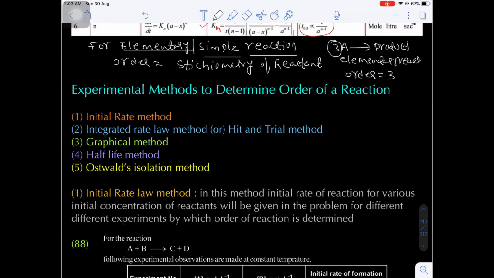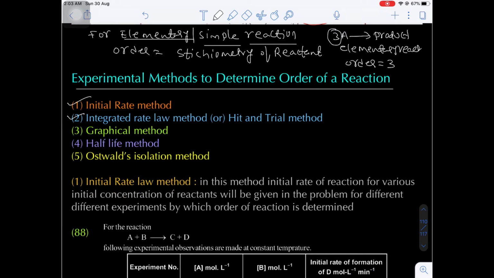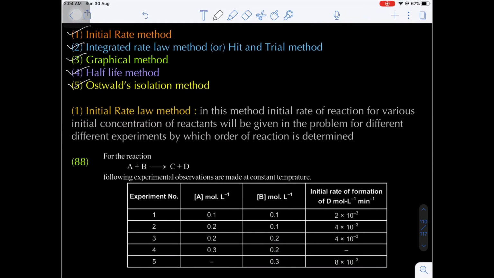Now how to determine the order of a reaction by experiment. There are different types of methods. Number 1, initial rate method. Number 2, integrated rate law method, otherwise hit and trial method. Number 3, graphical method. Number 4, half-life method. Number 5, Ostwald isolation method. Let's see number 1, the initial rate method. In this method, the initial rate of a reaction for various initial concentrations of reactants will be given in the problem with different experiments, by which we can find the order of a reaction.